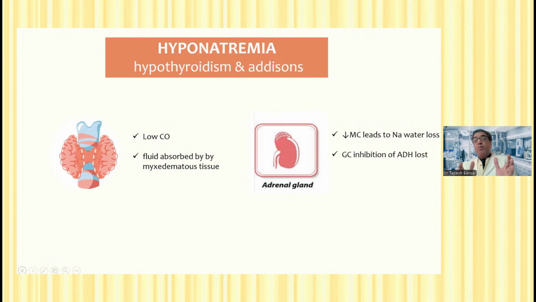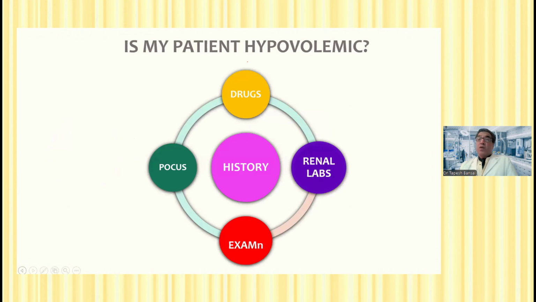So this is also important, hypothyroidism and Addison's, but it is not common unless the patient is having some other symptoms. He will always have some other symptoms. Or if there are no overt symptoms of hypothyroidism and Addison's, then this hyponatremia will be minimal, but it does occur. Now, the question is, is my patient hypovolemic? I told you about SIADH, right? SIADH is a slight expansion of the total fluid status.